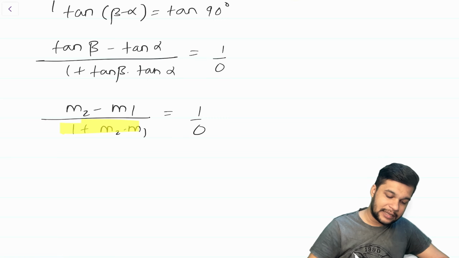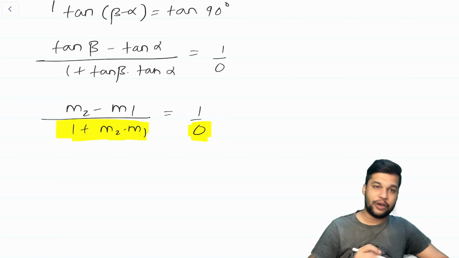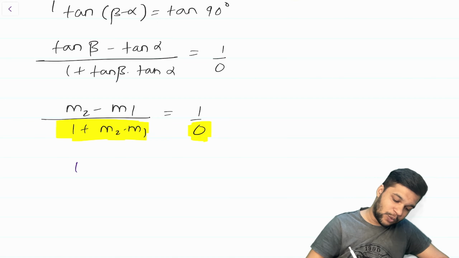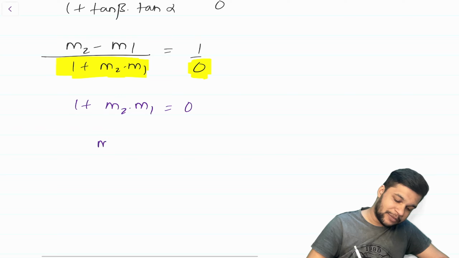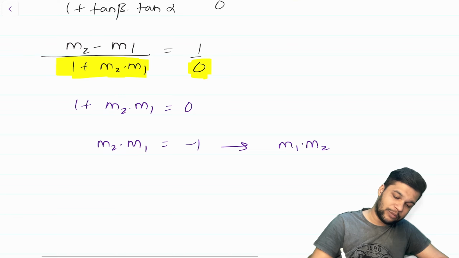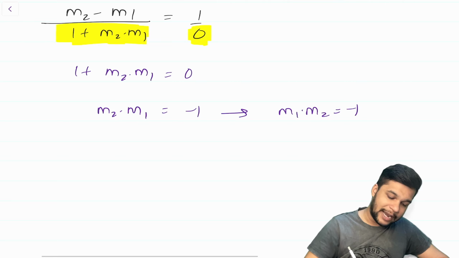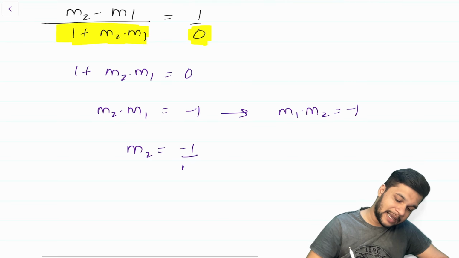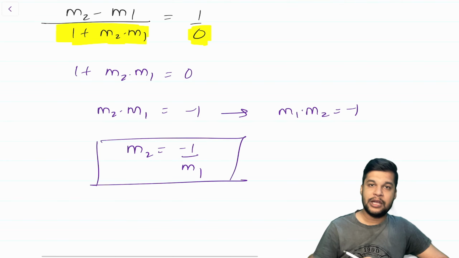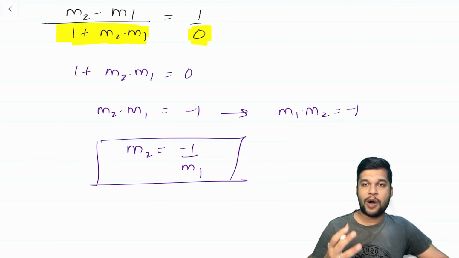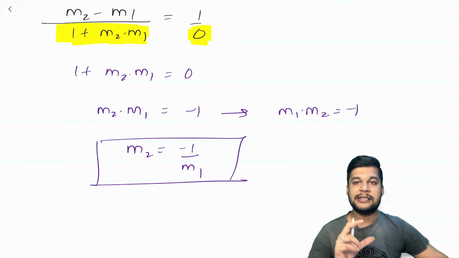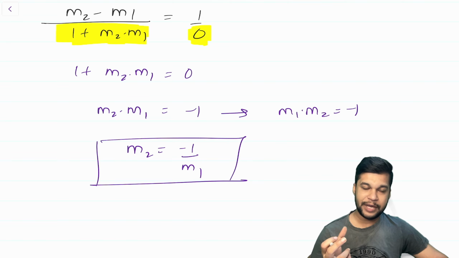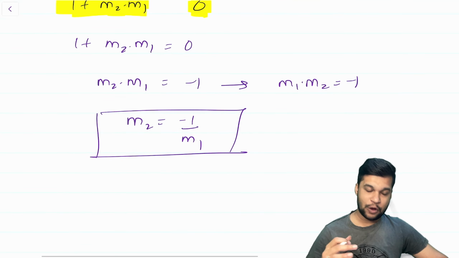It simply means that the denominator is 0. So can I say that 1 plus m2 into m1 is equal to 0? So can I say m2 into m1 is equal to minus 1? I mean, you can say this is m1 into m2 equal to minus 1. Whatever you say, it's one and the same thing. So can I say m2 is negative 1 by m1? So for perpendicular lines, the slope of the other line is negative reciprocal of the first one. Okay. So guys, I hope you understood this.